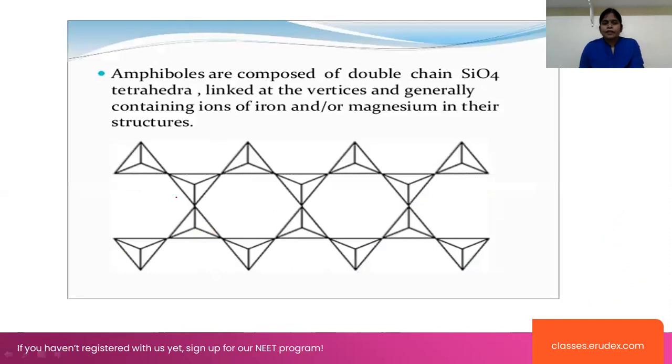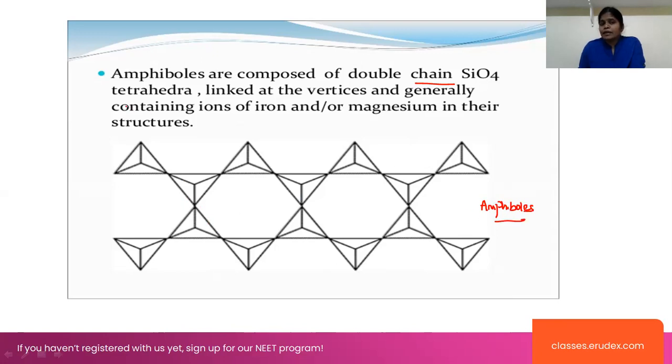Now look at these amphiboles. Amphiboles are double chain silicates composed of double chain SiO4 tetrahedra. So the example of double chain silicates is amphiboles. This is very important for the examination. Amphiboles are double chain silicates linked at the vertices, generally containing ions of iron or magnesium in the structures here. These are the amphiboles. For the cyclic structures, emerald.